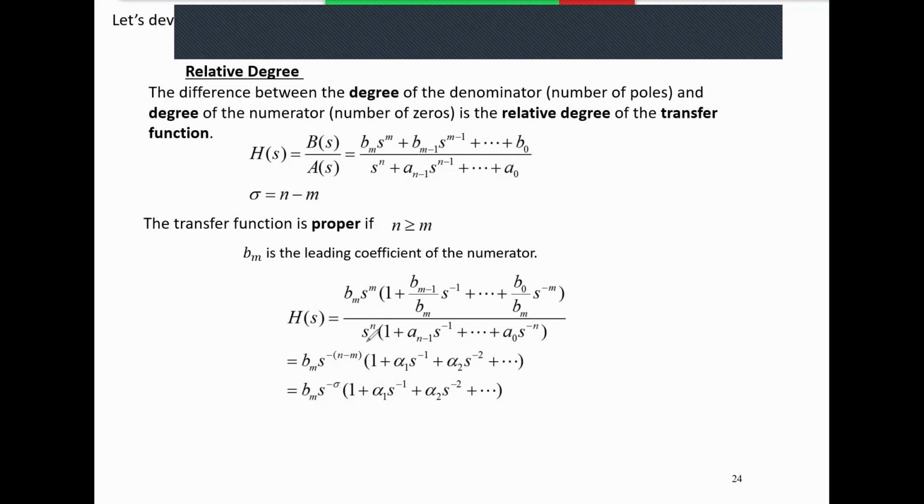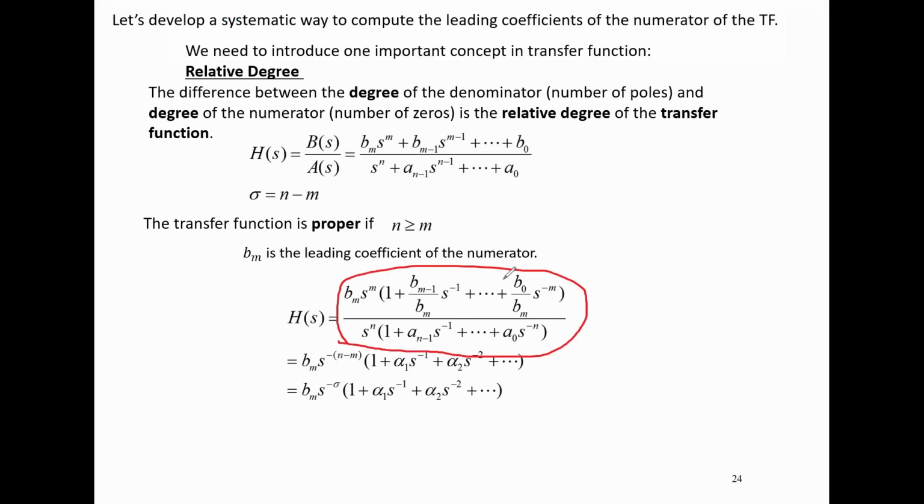I take out s to the power of n, then the denominator becomes a polynomial of s inverse. It's 1 plus a_{n-1} times s to the minus 1, because I take out this s to the power of n. Then the second term will be a_{n-2} times s to the power of minus 2, and the final term is just a naught times s to the minus n. So I think this one is clearer from this.